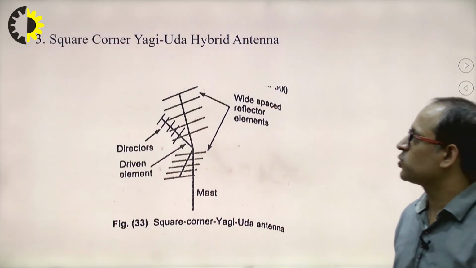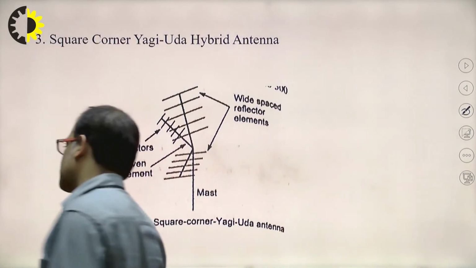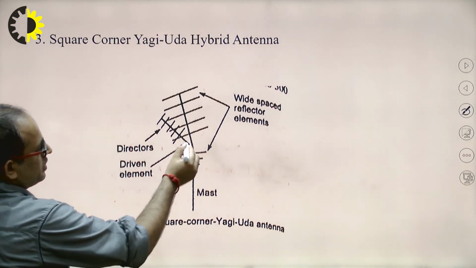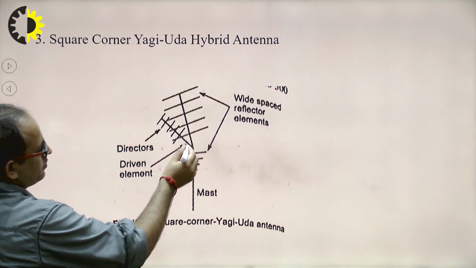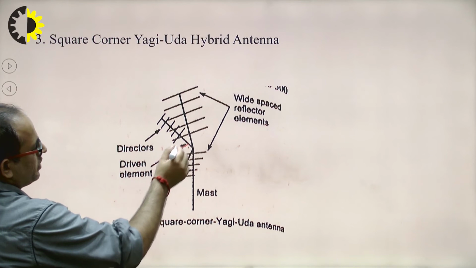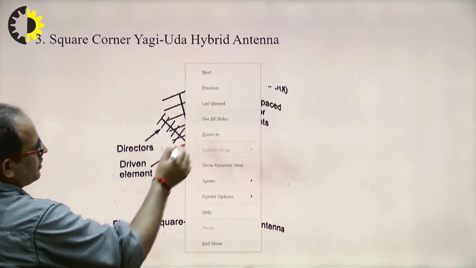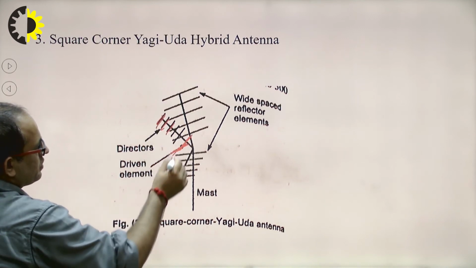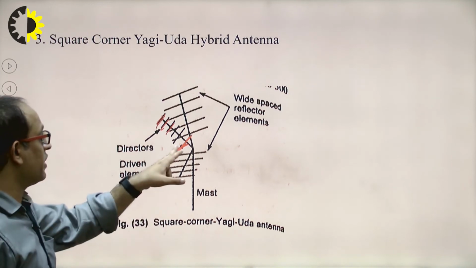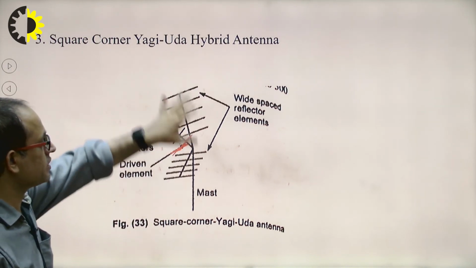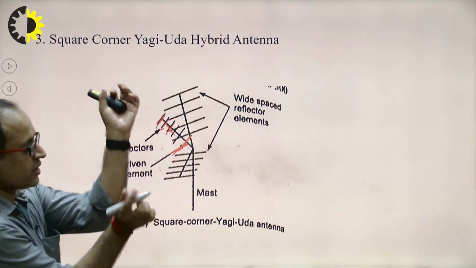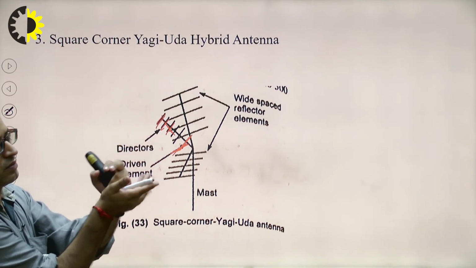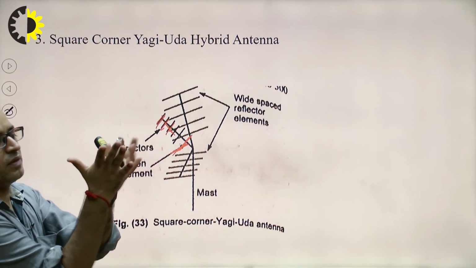Clear? Now the next one is the square corner Yagi-Uda antenna. In this, similarly, this one is the driven element. This one is what? Driven element here. Clear? And these are the directors. So you can say these are the driven element and these are the directors, and these act as a reflector. It is just like this one. Reflectors are like this, and in front of this one. Clear?